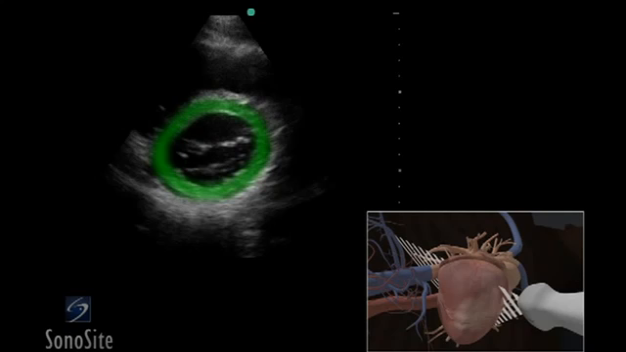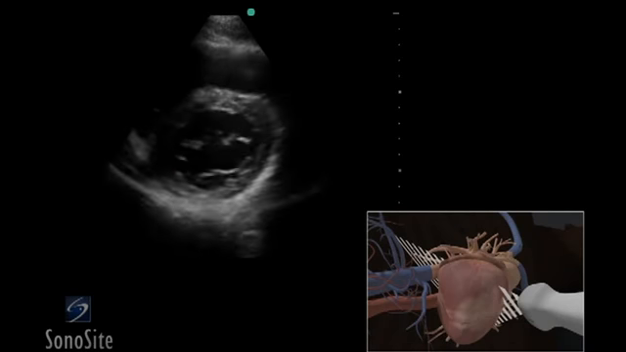The myocardium will appear gray, and the blood-filled chambers will appear hypoechoic. The left ventricle will appear as a donut shape in the center of the image. The anterior, septal, inferior, and posterior lateral walls of the ventricle can be identified. The mitral valve will be seen in cross-section.